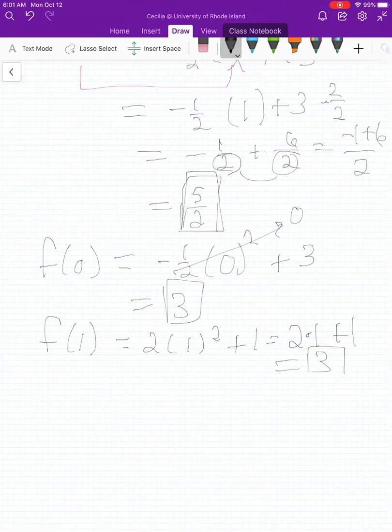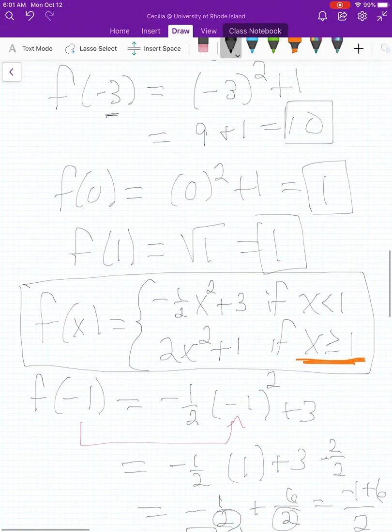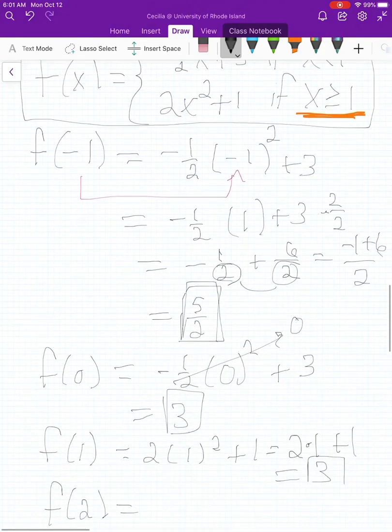So finally, let's go to the last one we're asked to do, which is f of 2. So going back to our function, we see that 2 is greater than or equal to 1. It's certainly greater than 1, so we're going to use the function definition 2x squared plus 1.